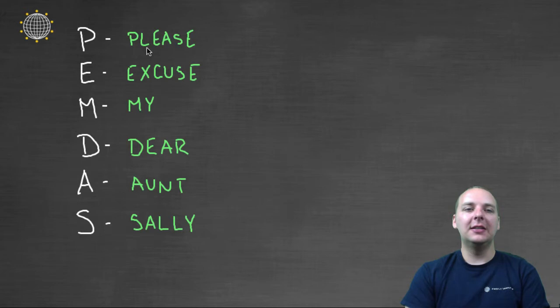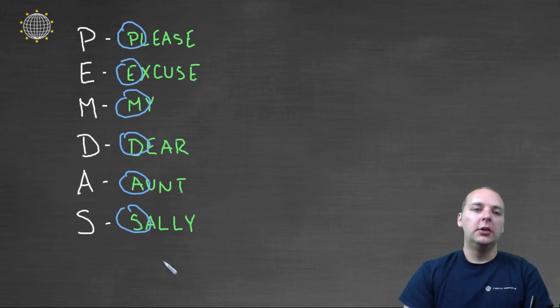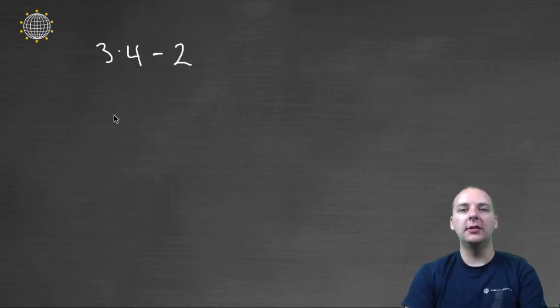It's a sentence that says, "Please excuse my dear Aunt Sally," where the leading letters tell you all you need to know. Parentheses, exponents, multiplication, division, addition, subtraction. So just remember the sentence, "Please excuse my dear Aunt Sally," and you'll be able to remember the order of operations. All right, let's close out with a couple quick examples.